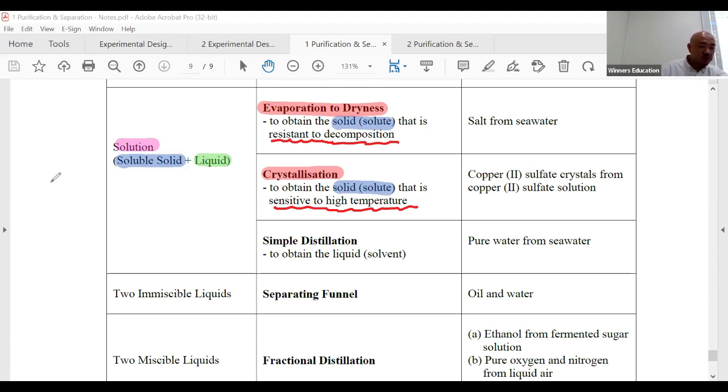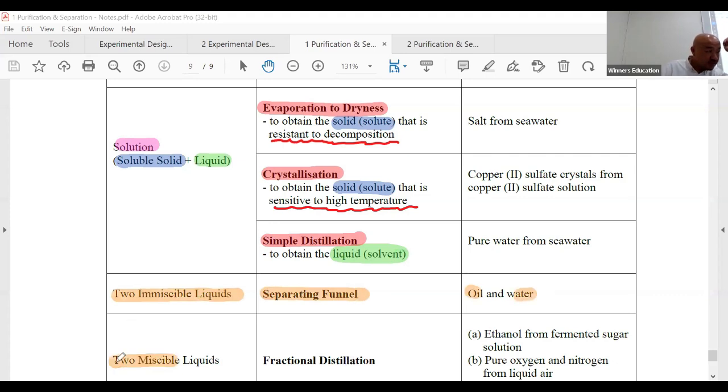If in a solution, you don't care about the solid, the solute, you only care about the liquid, i.e. the solvent, we will then use simple distillation. Example is given once again. When you have two immiscible liquids, very simple, separating like oil and water.